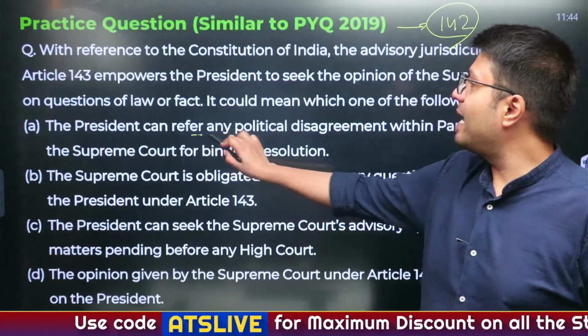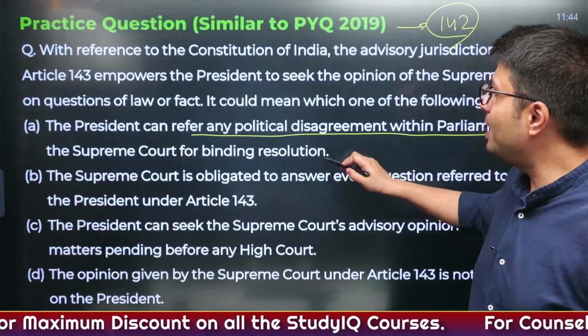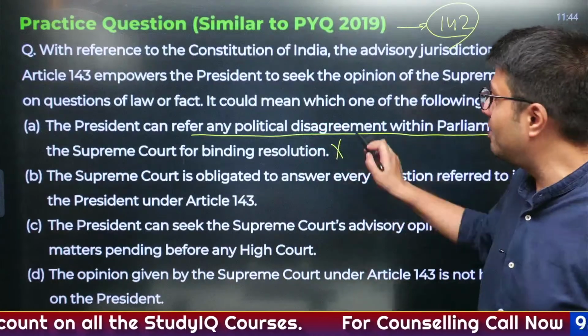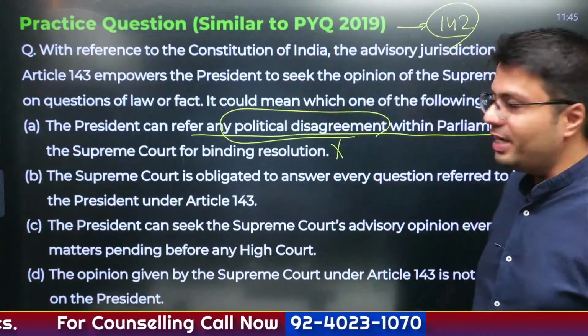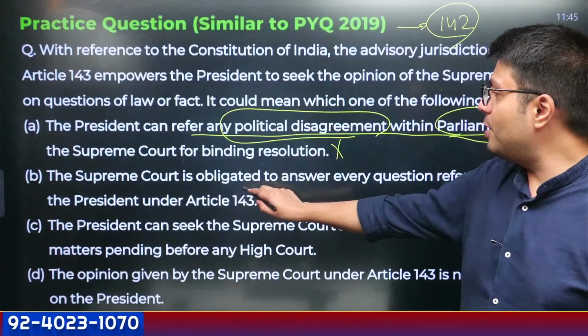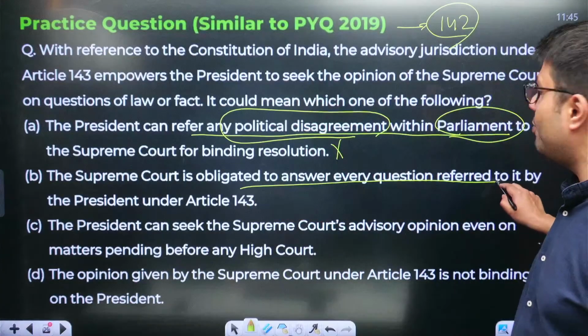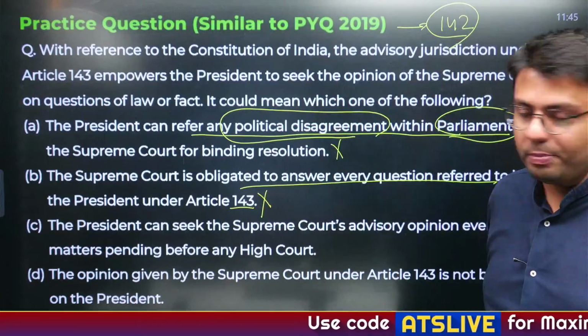Well, the president can refer any political disagreement within parliament to the Supreme Court for binding resolution. Incorrect. When it is a political disagreement, they are to solve it within themselves, especially when it is in parliament. The Supreme Court is obligated to give an answer to every question referred to it by the president under Article 143. I have told you they are not obligated.